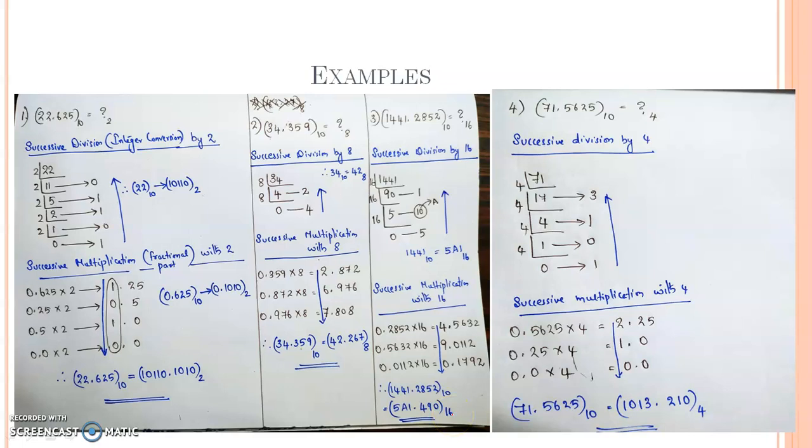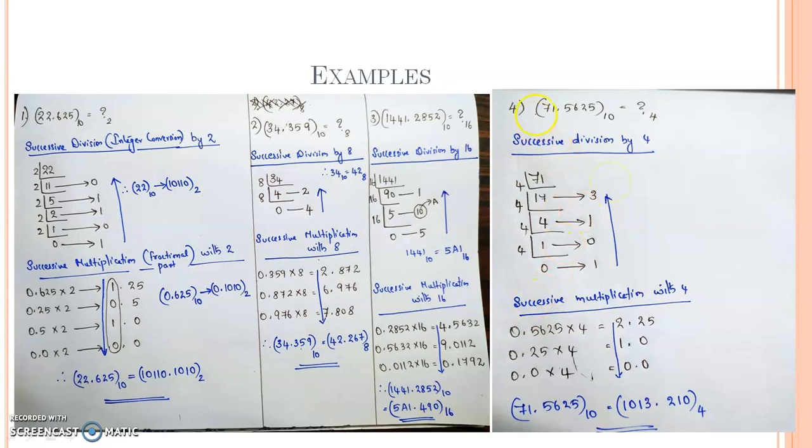Now how will you find the equivalent of 71.5625 in base 4 system? Perform successive division of 71 with 4. So 71 divided by 4 is 17 with remainder 3. Then 17 divided by 4 is quotient 4 with remainder 1. 4 divided by 4, quotient 1 with remainder 0. And 1 divided by 4, you get the quotient 0 with remainder 1. Taking it in the reverse order, it is 1013 to the base 4.